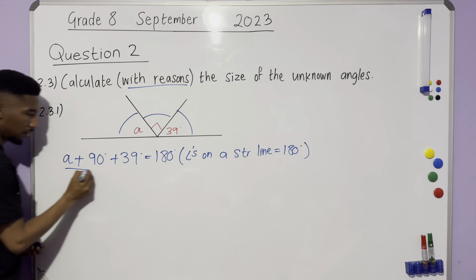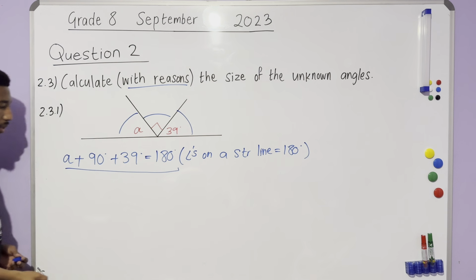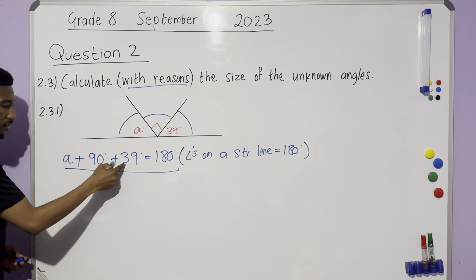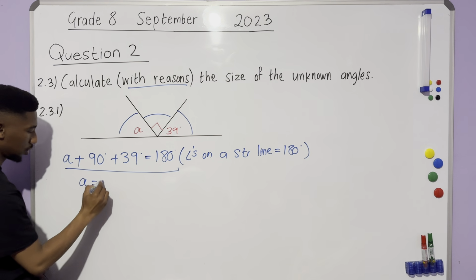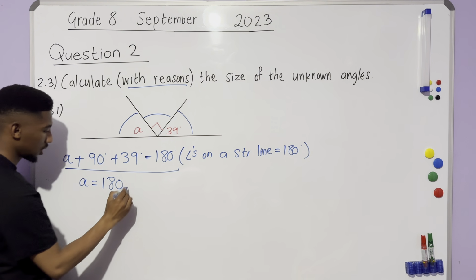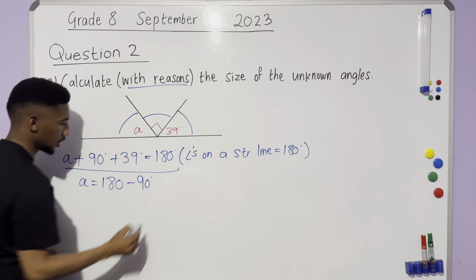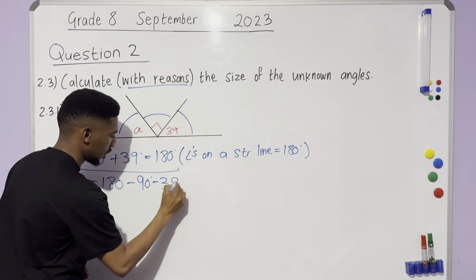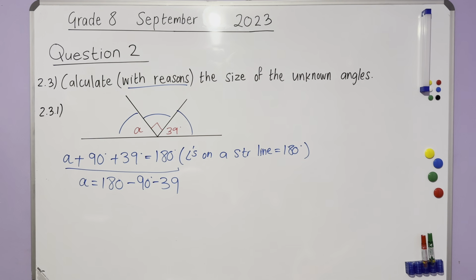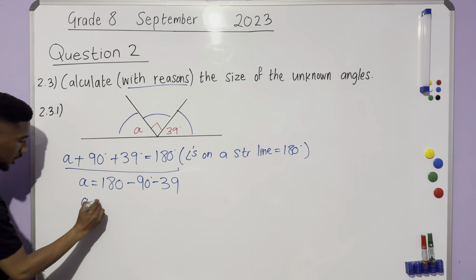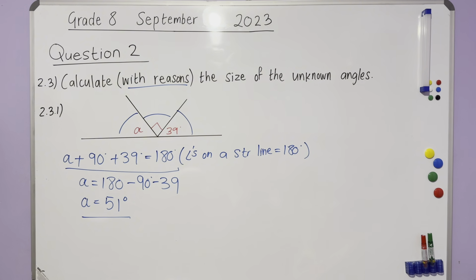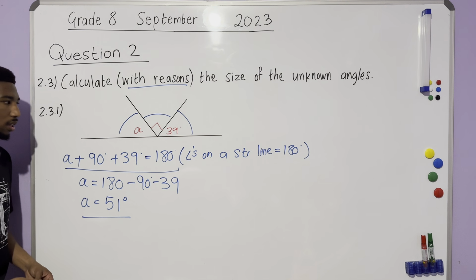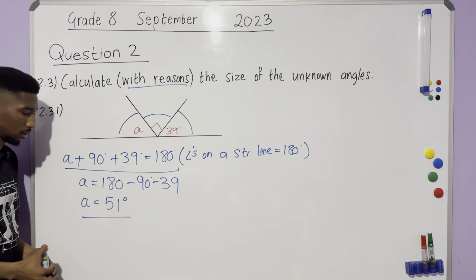From that, we have an equation, and to find A, we're going to do the inverse of 90 and 39. We have A equals 180 degrees minus 90 degrees minus 39 degrees. Then we have A equals 51 degrees. That's quite simple. That should be 3 marks.